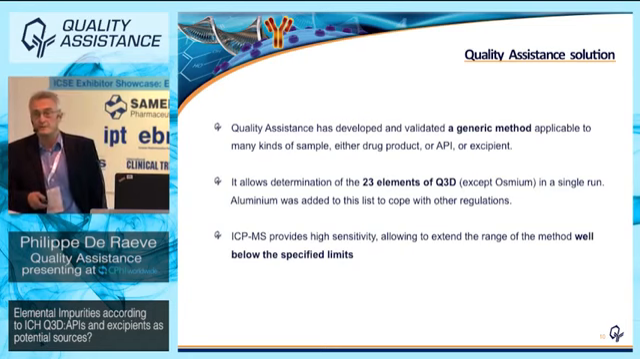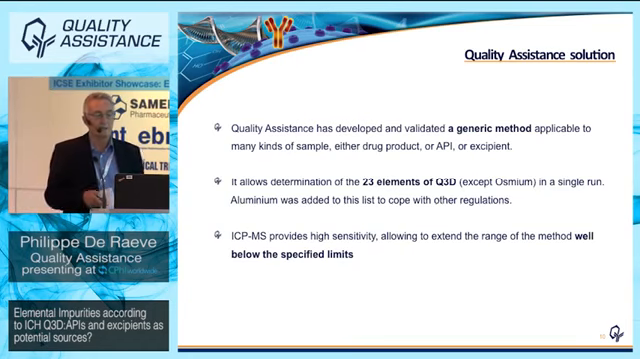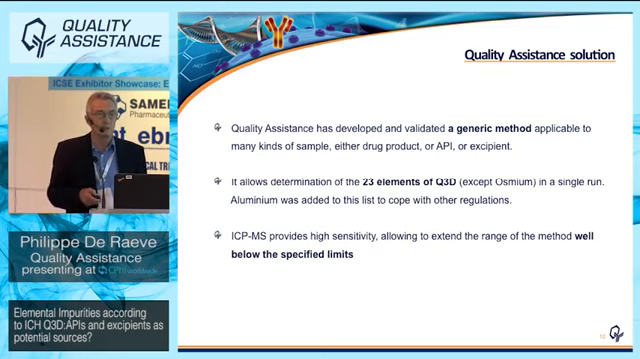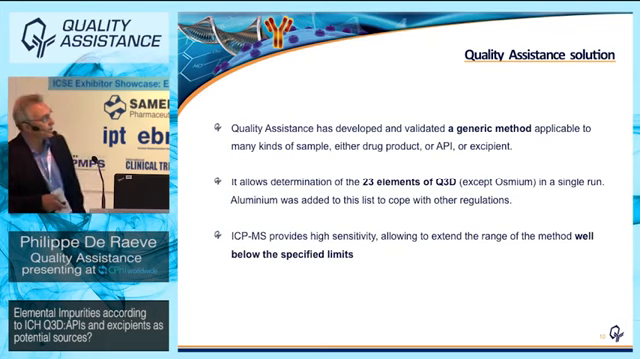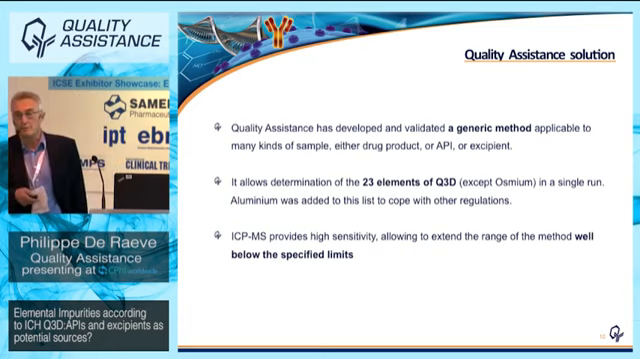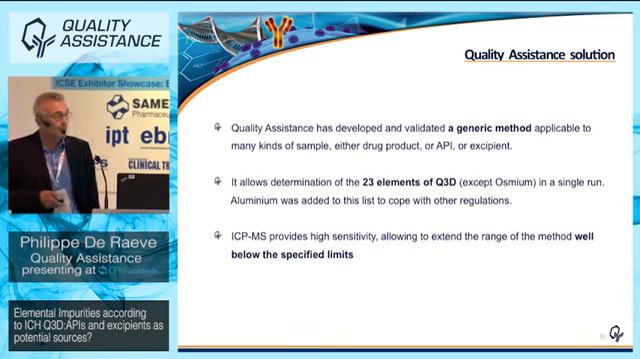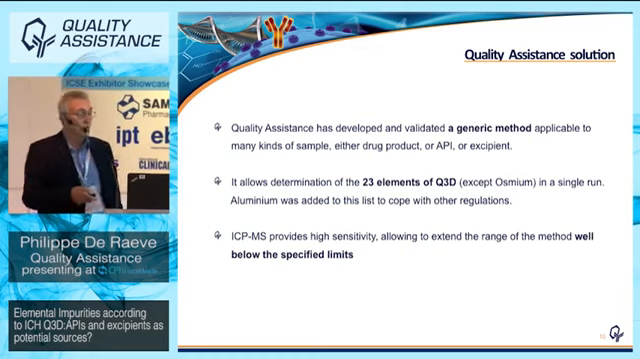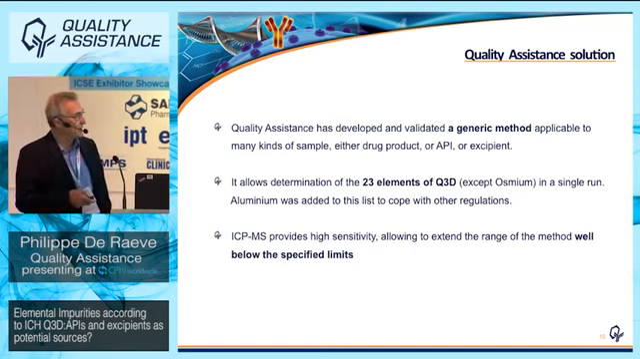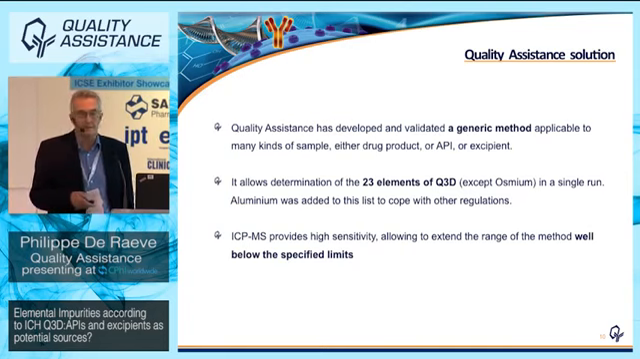We have developed such generic method that is applicable to many different kinds of sample. It allows the determination of 23 elements of Q3D, with the exception of osmium. I will come back to that one later. All in a single run. And we have added aluminium to cope with other regulations. We use ICP-MS in order to get very high sensitivity, allowing us to extend the range of the method well below the specification limits.